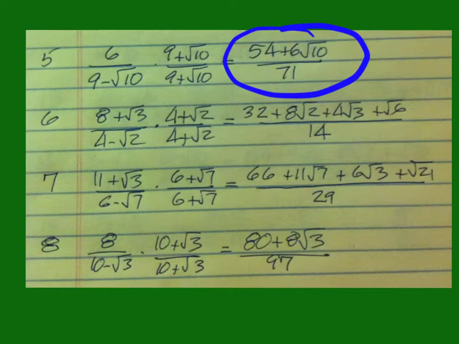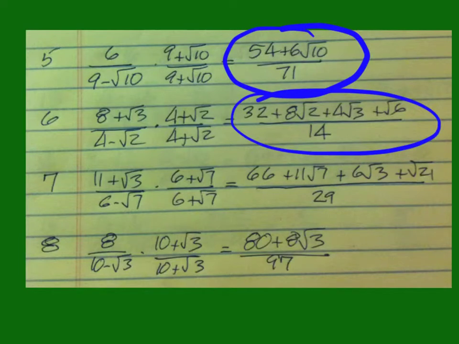6 is 32 plus 8 square root of 2 plus 4 square root of 3 plus square root of 6 over 14. 7 is 66 plus 11 square root of 7 plus 6 square root of 3 plus square root of 21 over 29. And 8 is 80 plus, not square root of 8, but plus 8 square root of 3 over 97.